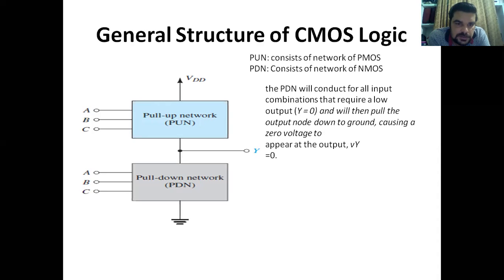Now let's talk about the pull-down network. The pull-down network will conduct for all input combinations that require a low output, and then it will pull the output node down to ground, causing a zero voltage to appear at the output. So let us take an example of this.